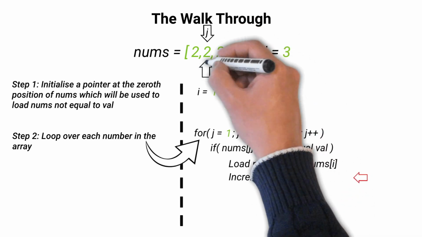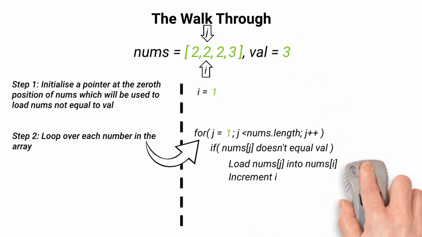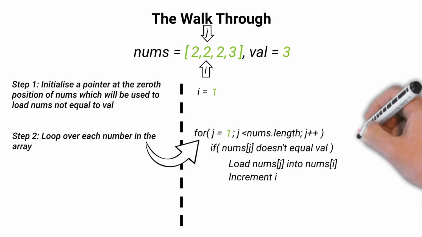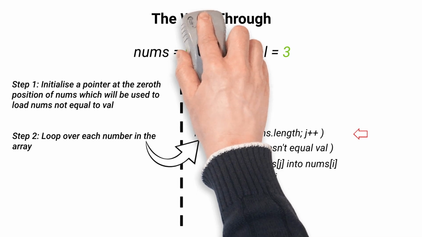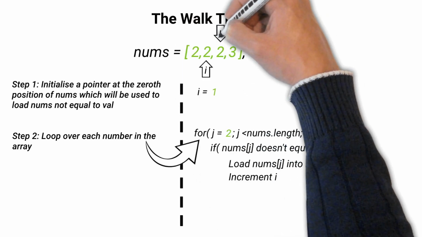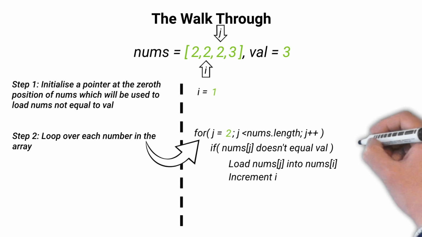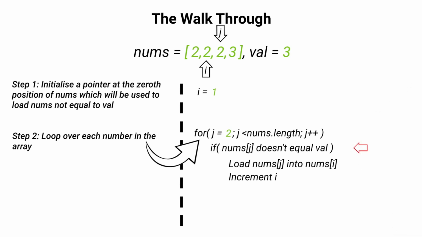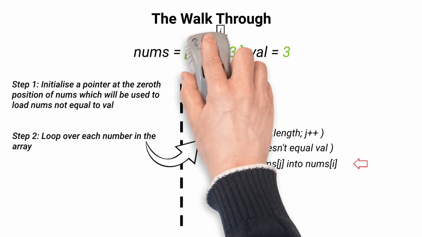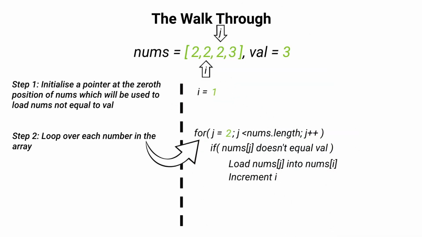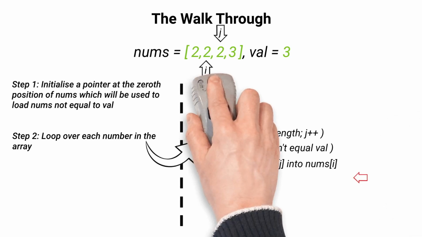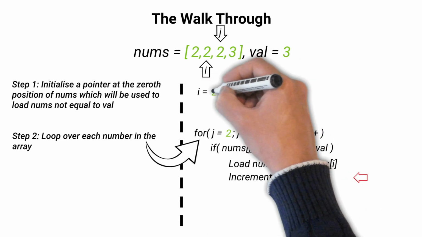And then we want to increment j, updating that to now be 2. So we'll move the pointer. Then we want to check if nums[j] doesn't equal val. nums[j] is 2 and val is 3, so that's now correct. So we then want to load nums[j] into nums[i], so we'll put a 2 in here. And then we want to increment i. So i is now equal to 2. We update the pointer.